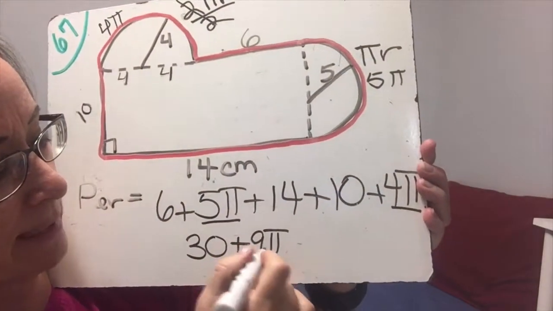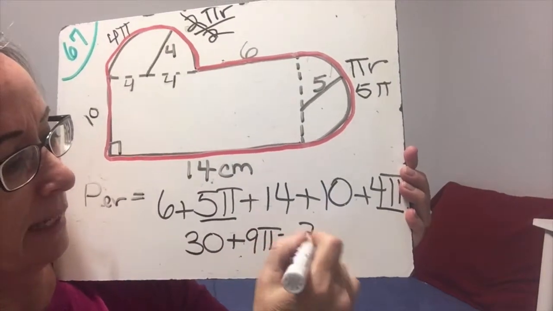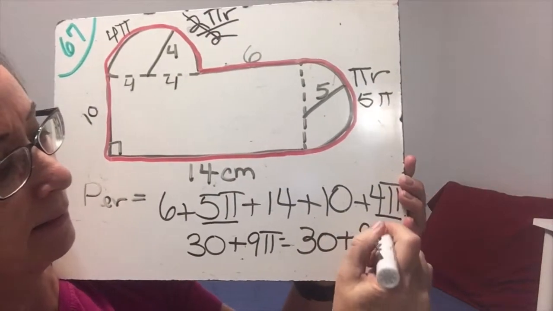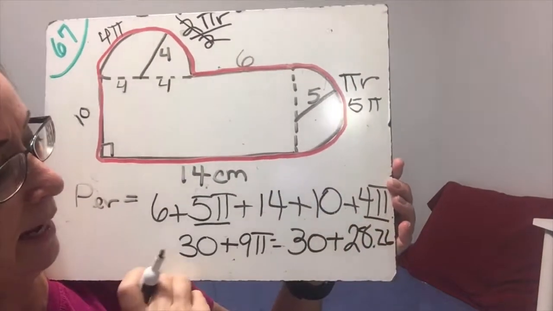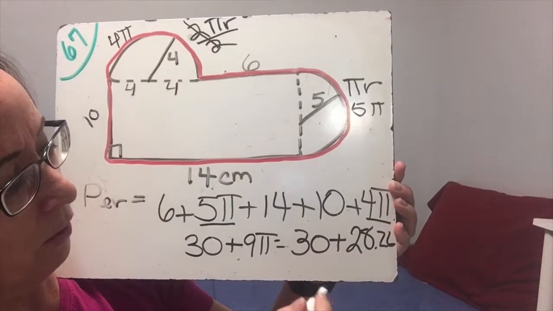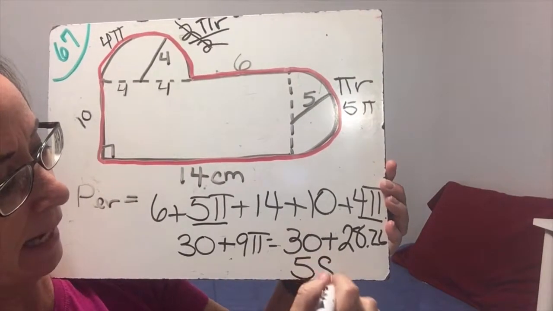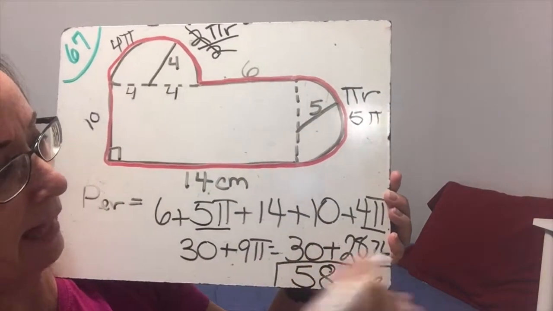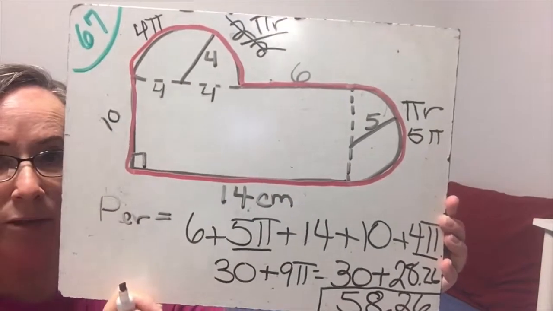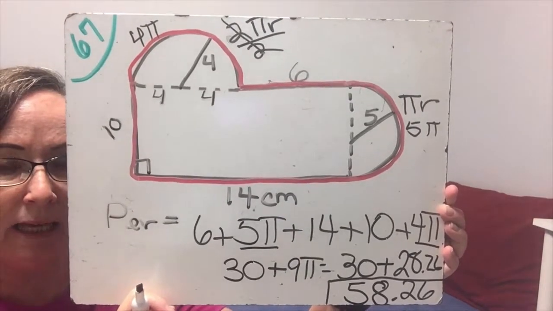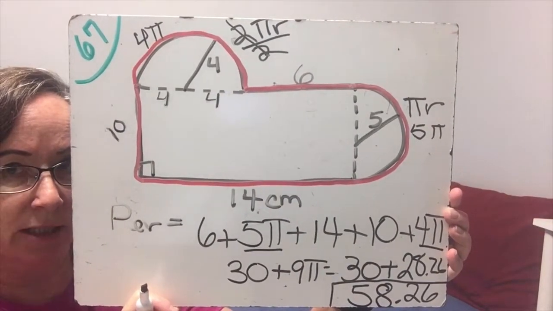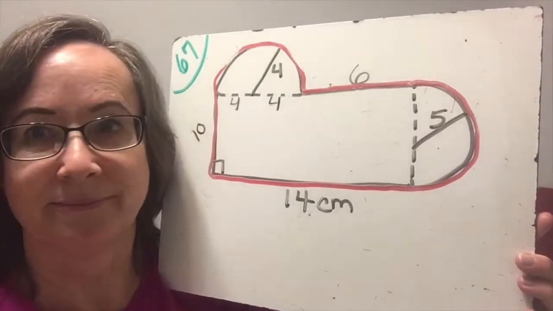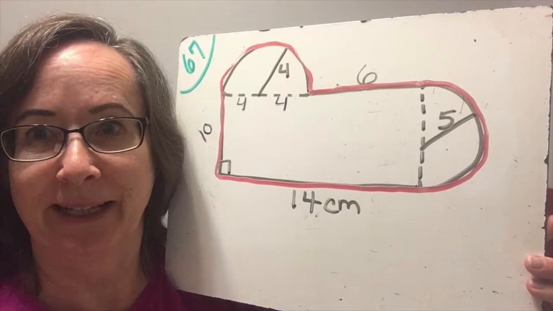So here, instead of the 9 pi, we'll say 30 plus 28.26. And when I add those together, won't I just get 58.26? And that is my perimeter. So I'm going to hold that so that you can see the perimeter calculations. And then I'll come back with a clean board. Oops, it's already clean. Let's go ahead and get started.